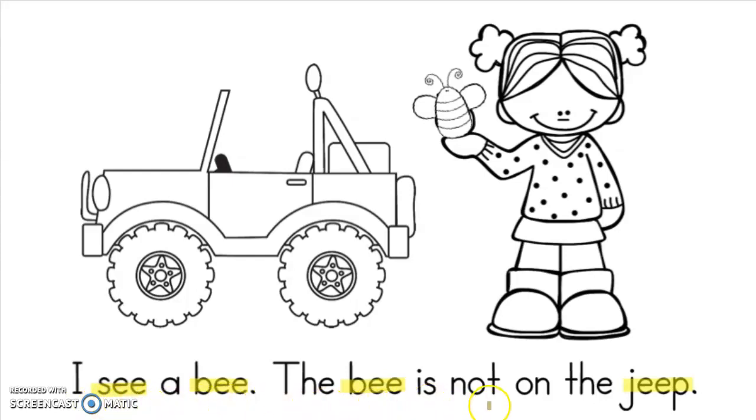The bee is not on the, and we see this beginning sound, which is the J. What sound does J make? J, J, so J, and then remember, EE vowel pair makes that long E sound, E, so J, E, and then we see P at the end of the word. That P says P, so J, eep, J, eep, Jeep. I see a bee. The bee is not on the Jeep. And we can see it's not on the Jeep.